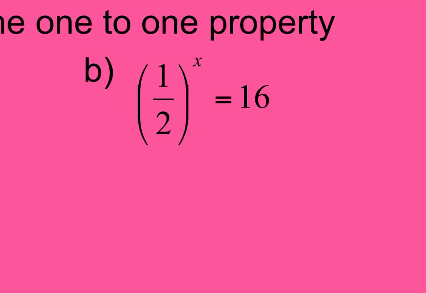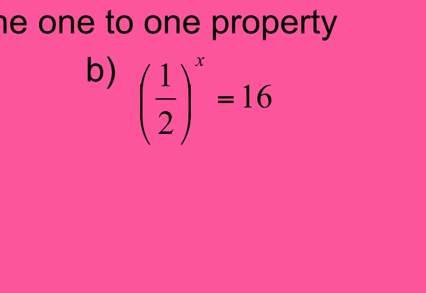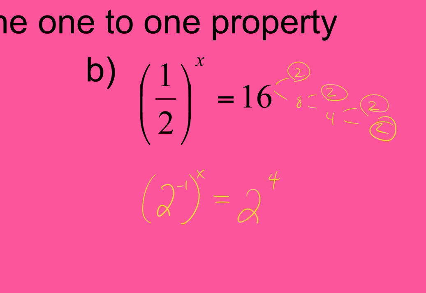Now go to B. I want these to be the same base, okay? There's a lot of different ways to do this, but you can change both sides. So if I wanted to make the 1/2 become a 2, what did we just say moves a number from the top to the bottom, or the bottom to the top? A negative on the exponent. So 1/2 is the same thing as saying 2 to the negative 1. And then 16 is 2 times 8, or 2 times 4, and 2 times 2. So 1, 2, 3, 4 2s. So 2 to the 4th power.